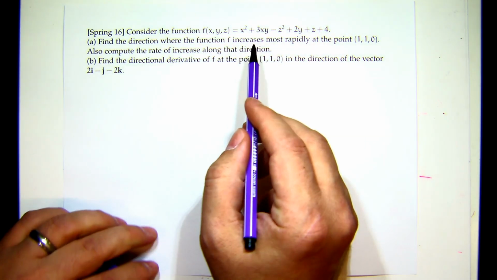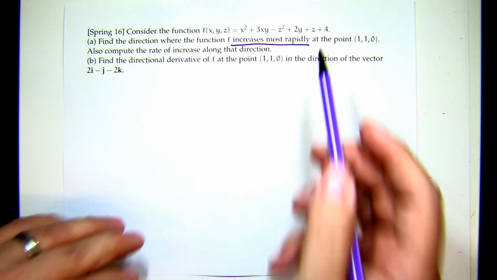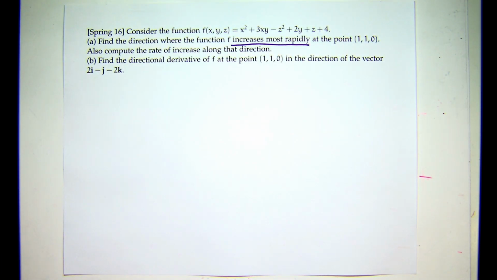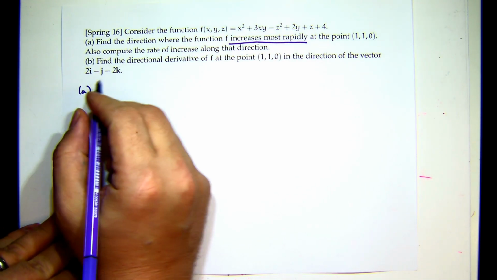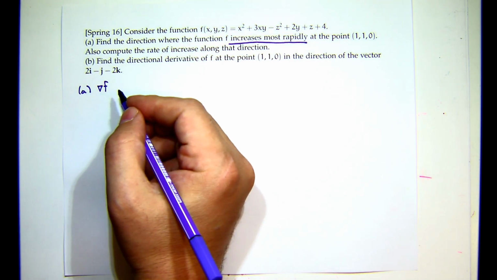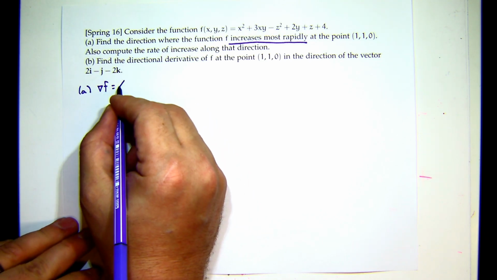Now, when you see "increases most rapidly," that says, okay, what does something most rapidly? Gradient. One of the things that's hard is you know a lot. You might think that's a good thing, but it can also be a bad thing, because you know so much. You have to start knowing how to decide which of your many awesome tools to apply. So this is a gradient problem. So we're going to find the gradient of f. Okay, so what is the gradient of f?